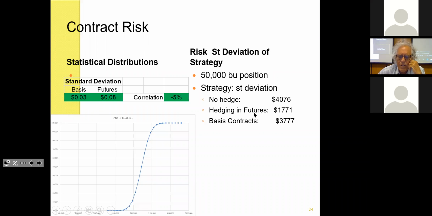But on the right-hand side here, we show the standard deviation of a marketing strategy, whether you don't do any hedging at all versus hedging in futures or versus hedging in a basis contract. And you can see hedging in futures has the greatest risk reduction potential as you think about risk management.